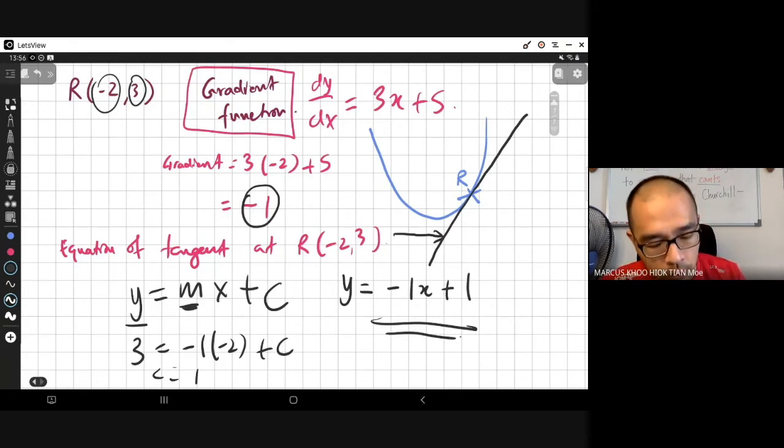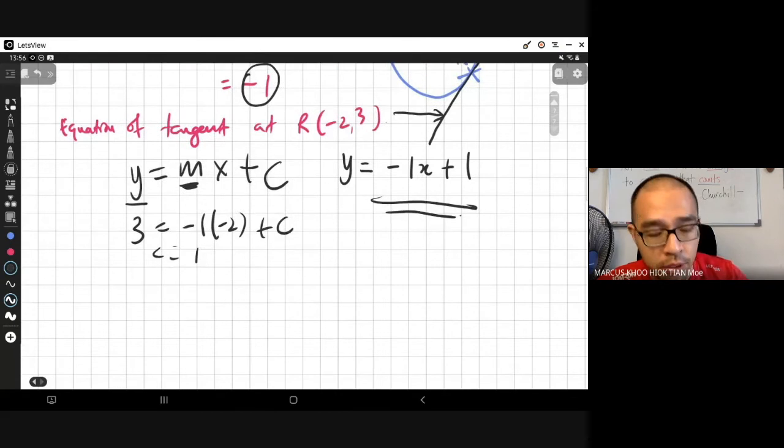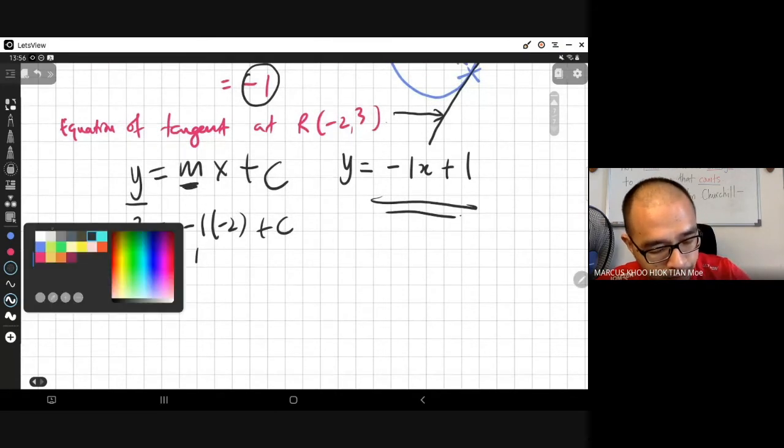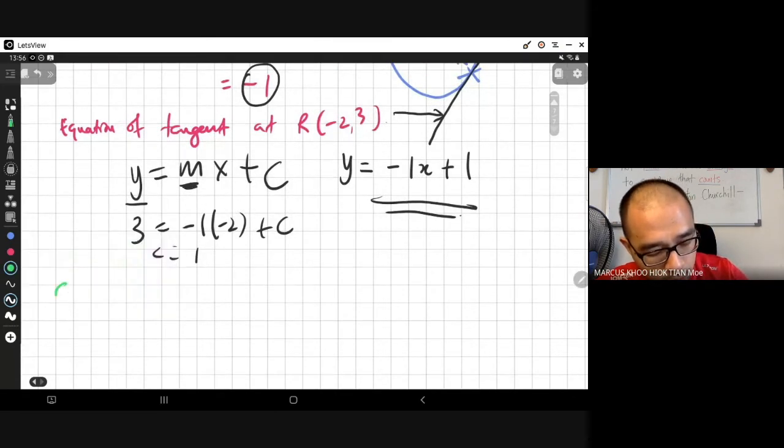Now, since we're talking about the equation of tangent, we need to talk about the equation of normal.